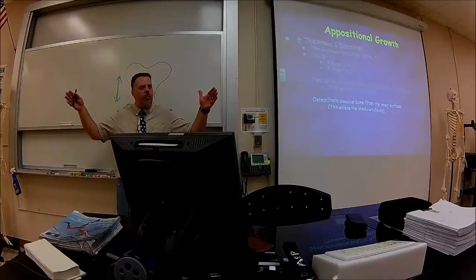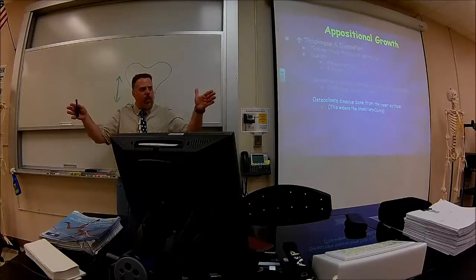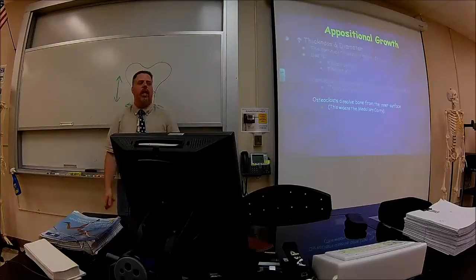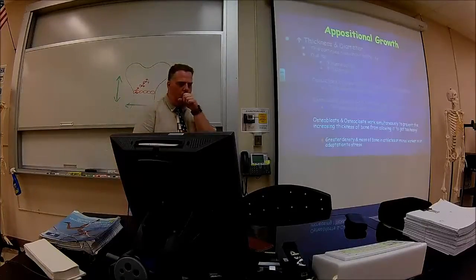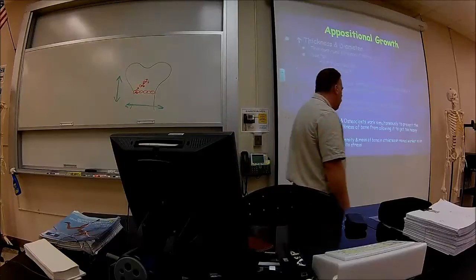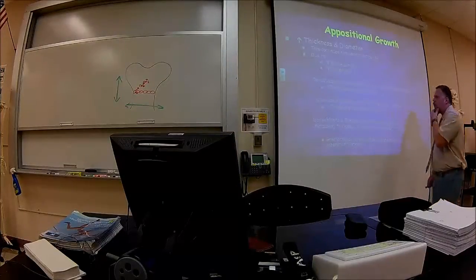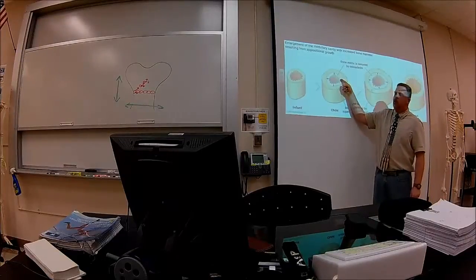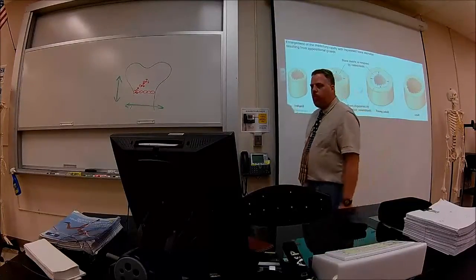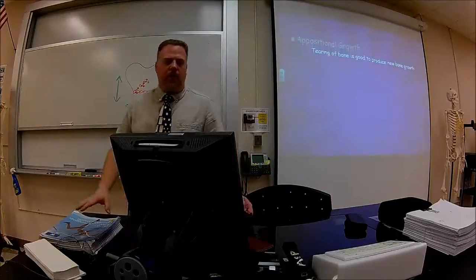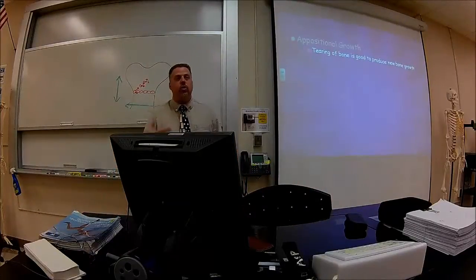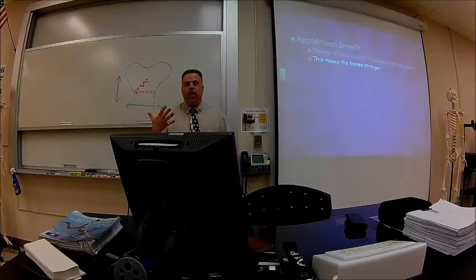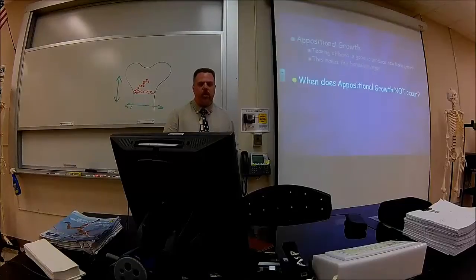All right, so you're going to have osteoblasts from the outside going in, and then you have the osteoclasts going from the inside going out, and they work together. Okay? You see osteoclasts going this way, osteoblasts going that way. So appositional growth, tearing a bone is good to produce new bone. You want that to happen, as you've seen, with new stresses that occur with your body. All right, it makes the bone stronger.